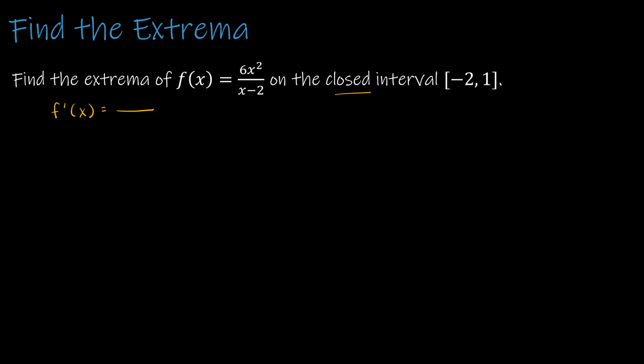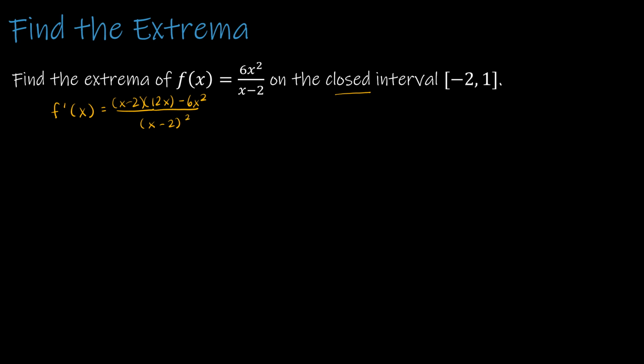So the quotient rule says take the bottom, which is x minus 2, times the derivative of the top, so that's 12x, minus the top, 6x squared, times the derivative of the bottom, which of course is 1, and then I've got x minus 2 quantity squared on the bottom.